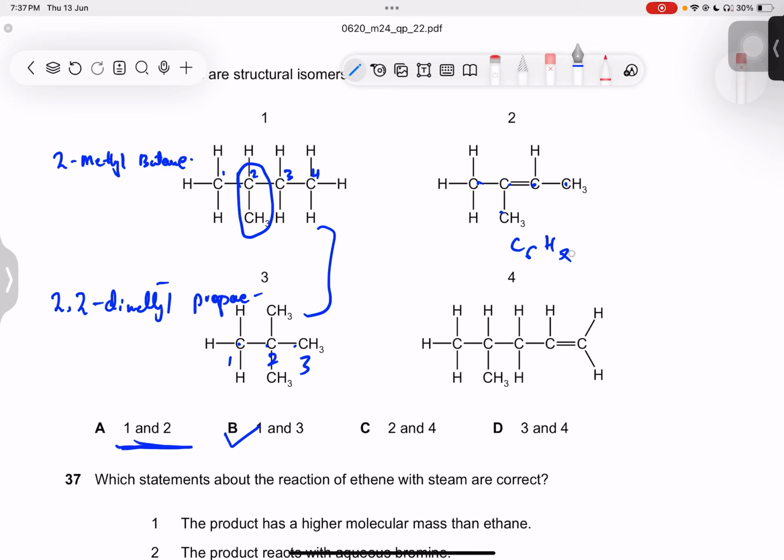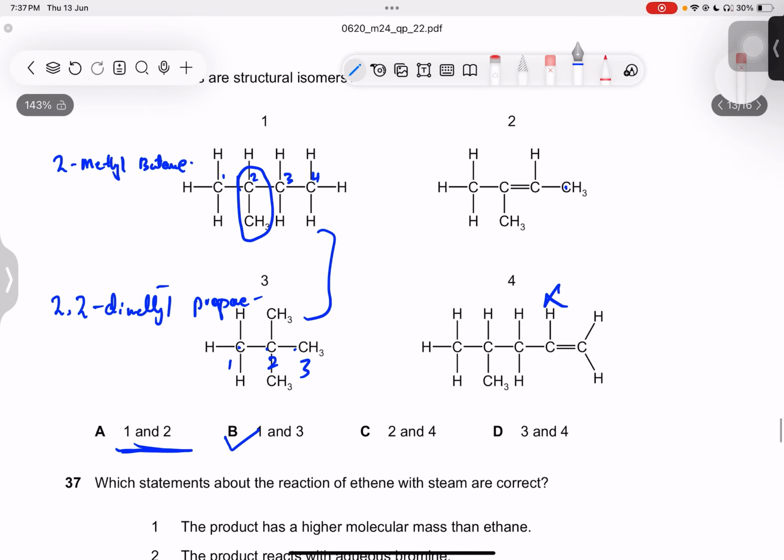If you look at 2 and 4, 1, 2, 3, 4, 5, 6 carbon atoms, 1, 2, 3, 4, 5 carbon atoms. So right away, 4 is disqualified because of one extra carbon atom. And yeah, so I already explained why it cannot be an isomer of this.